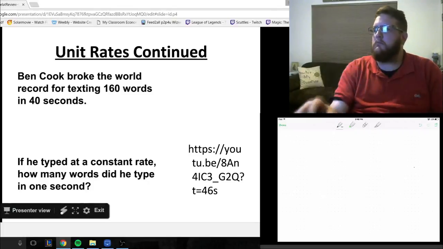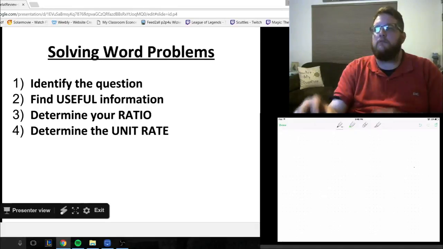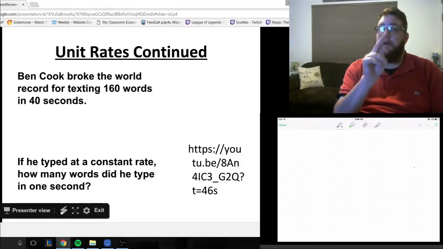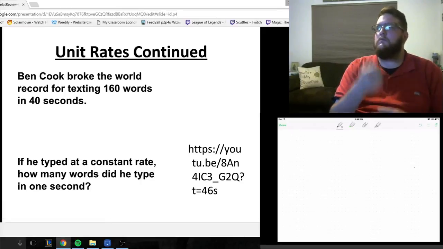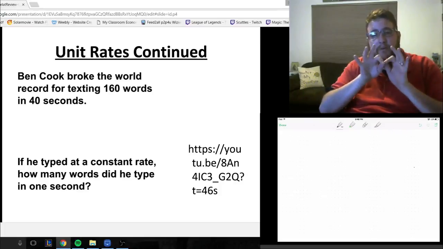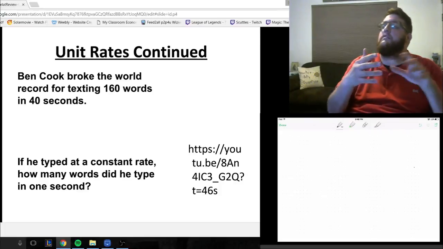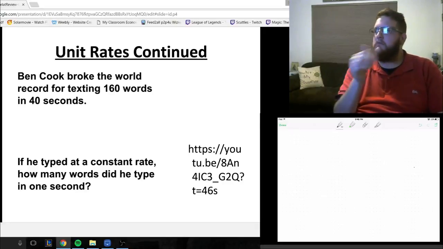Next, we have to find the useful information. Well, it says his name is Ben Cook. Not important. It says that he broke the world record, and while that is fantastic for him, it doesn't actually help us solve the problem. But it does go on to say that he texted 160 words. Now that's important. Let's take note of that. And it also says that it took him 40 seconds to do so.